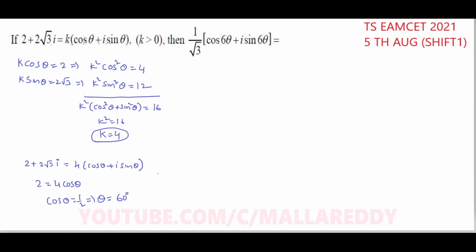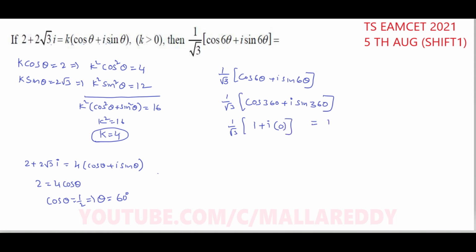So substituting θ = 60 degrees in this relation, 1/√3 (cos 6θ + i sin 6θ) equals 1/√3 (cos(6 × 60) + i sin 360), that is cos 360 plus i sin 360. So that is equal to 1/√3 (1 + i × 0), which equals 1/√3. This is the required answer.